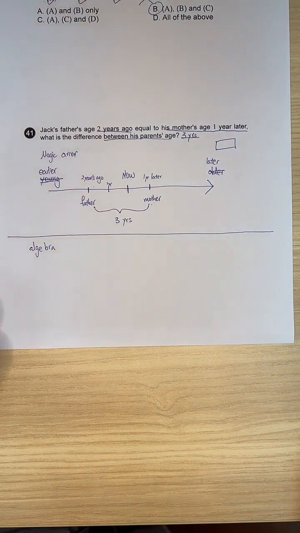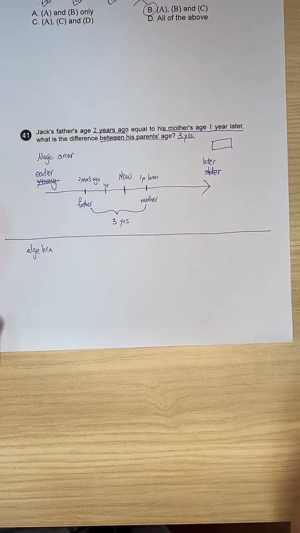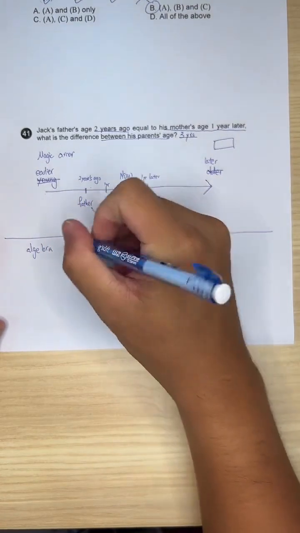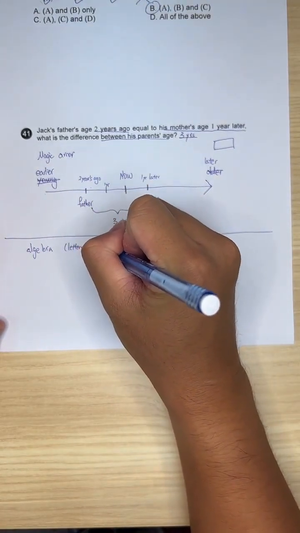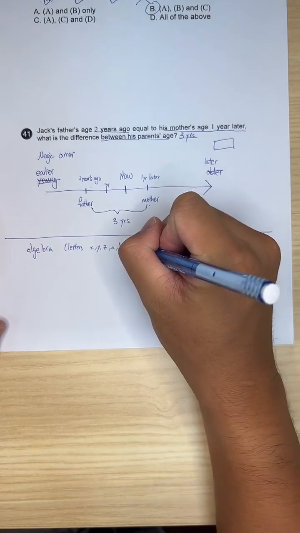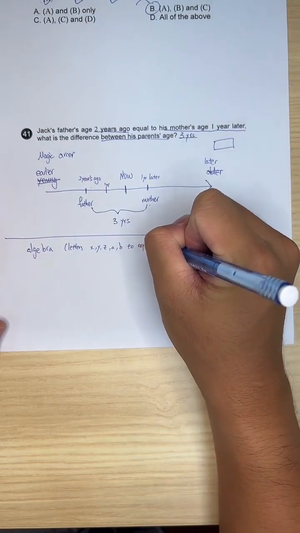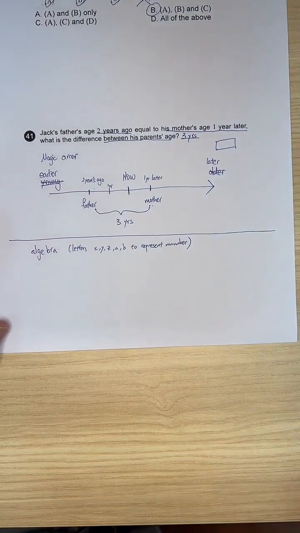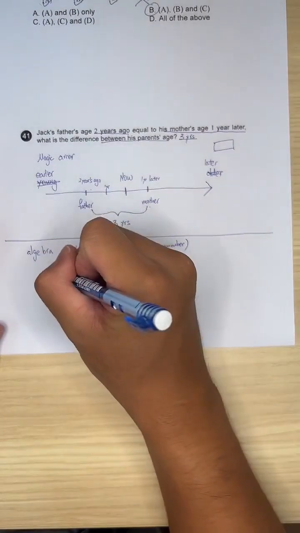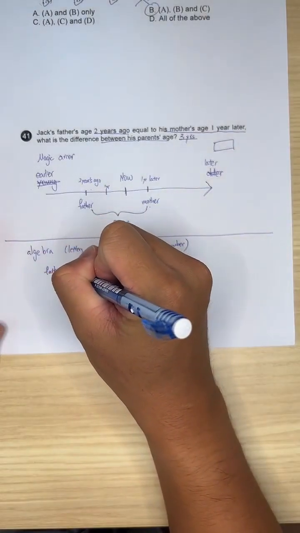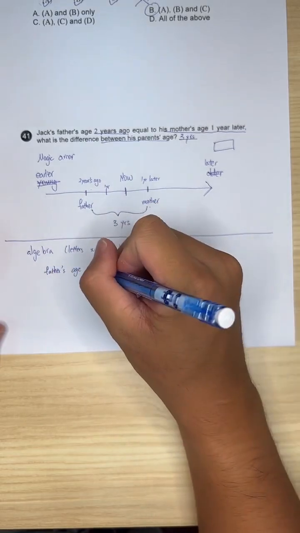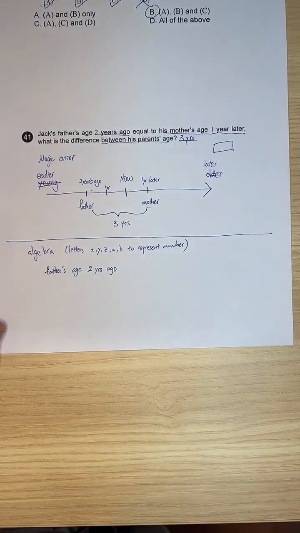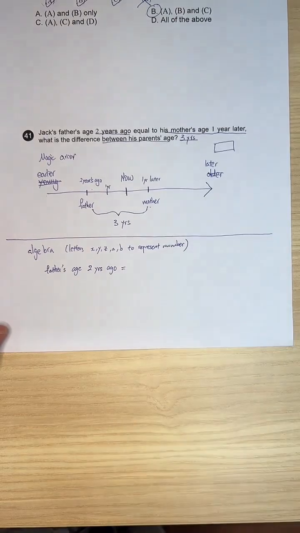Okay, Zara says basically using letters to represent numbers. Thank you very much, Zara. Yes, algebra just uses letters. It can be X, Y, Z, A, B to represent a number. So in this case, can someone tell me, if I want to represent father's age 2 years ago, what can I write if I use algebra?